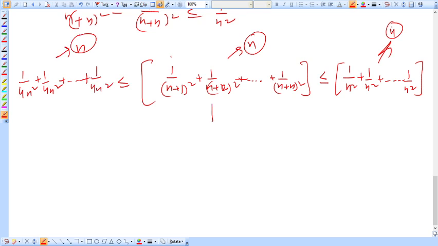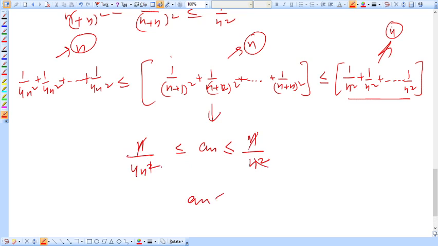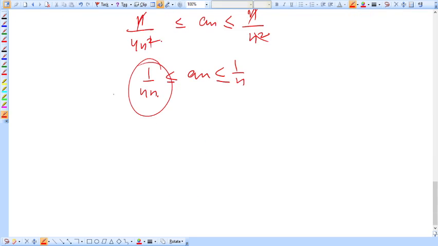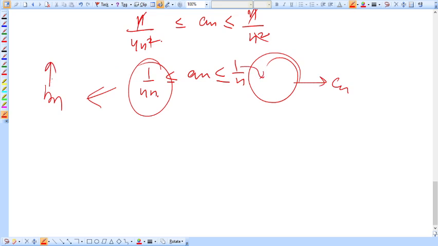So this is your an, and an is less than or equal to n terms, all the same, so that would be n by n square, and it is greater than or equal to n by 4n square. So n cancels here also, so an is less than 1 by n and greater than 1 by 4n. So this is your another sequence bn, and this is your another sequence cn. What will be the limit of bn? Here it is obviously 0.